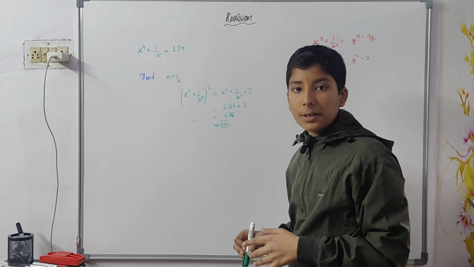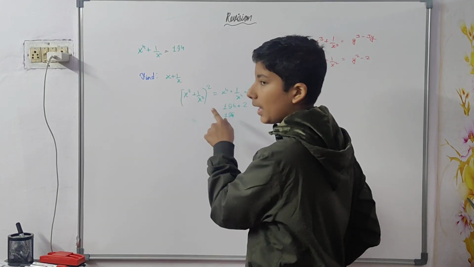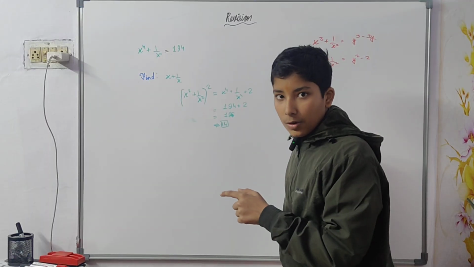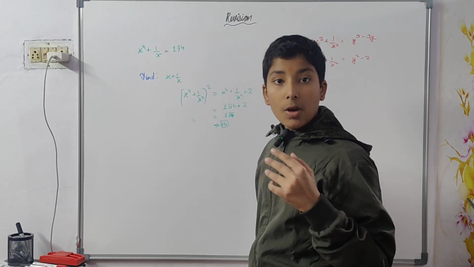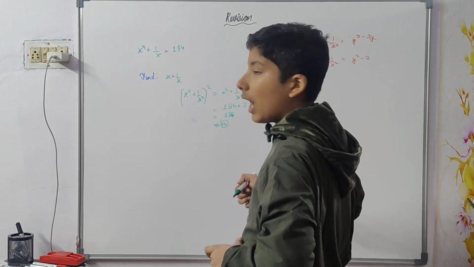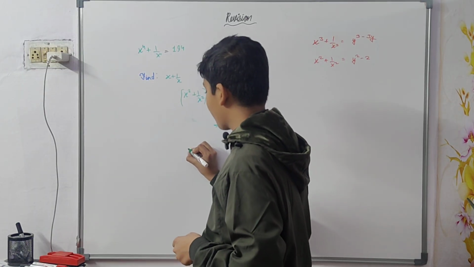So to convert it into x square plus 1 by x square, what will you do? Take the root of 196, meaning root 196. What is it? It is 14. Okay, so now again you will do the same method.